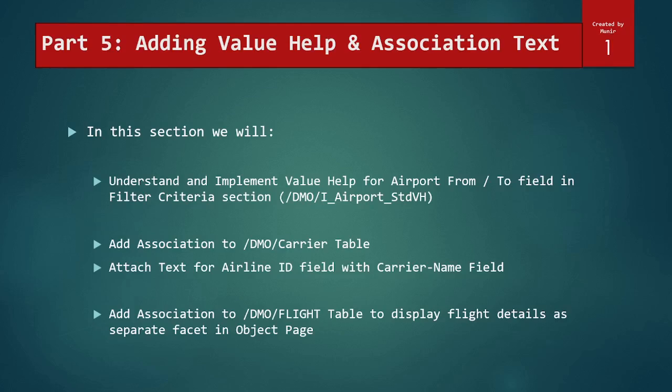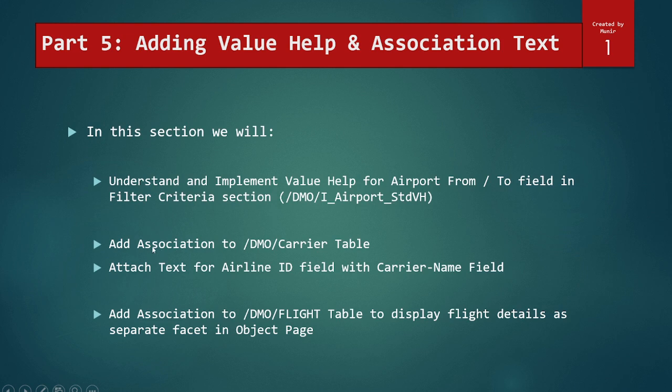Hello and welcome to part 5 of SAP RAP development. In today's session, we will understand how we can implement the value help and also see how we can associate the text using the associations. For this, we have already defined the destination and arrival airport in our filter criteria. We can use the DEMO_I_AIRPORT standard value help that is provided by SAP.